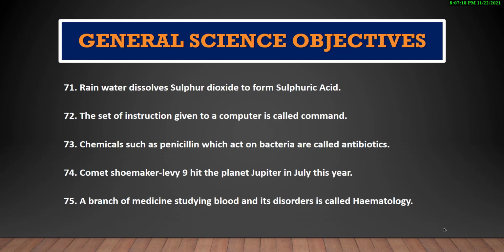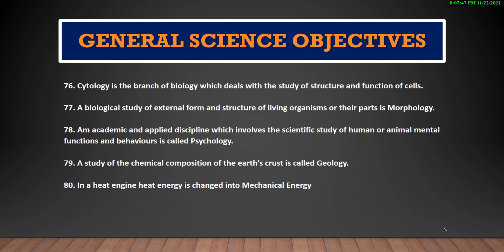Comet Shoemaker-Levy 9 hit the planet Jupiter in July this year. A branch of medicine studying blood and its disorders is called hematology. Cytology is the branch of biology which deals with the study of structure and function of cells. A biological study of external form and structure of living organisms or their parts is morphology.